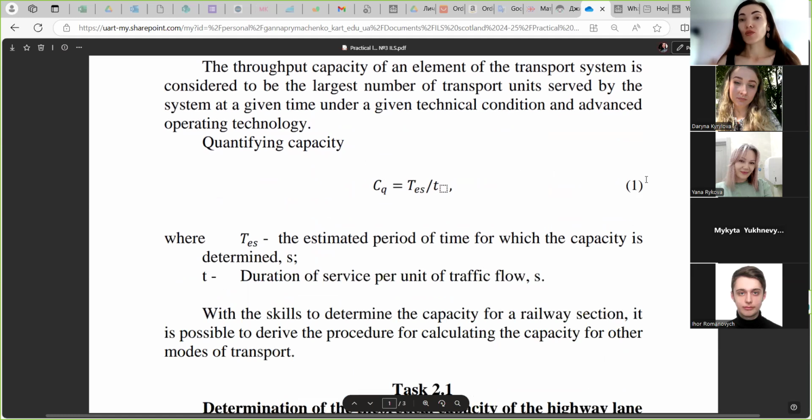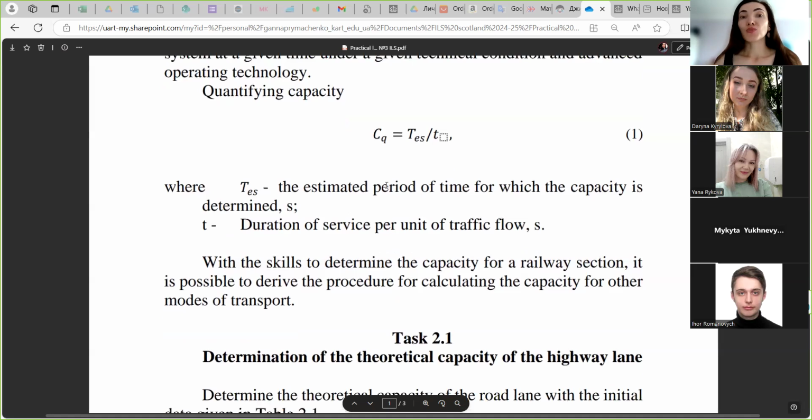We show formula number 1. What it means: a quantified capacity, it is S C with index Q. It is the special element T with index ES. What does it mean? We look under our formulas. It is the estimated period of time for which the capacity is determined. For example, it can be in seconds, minutes, hours, days, whichever information we need.